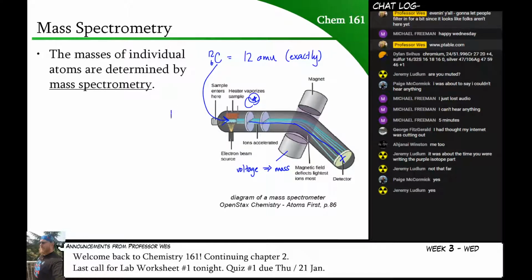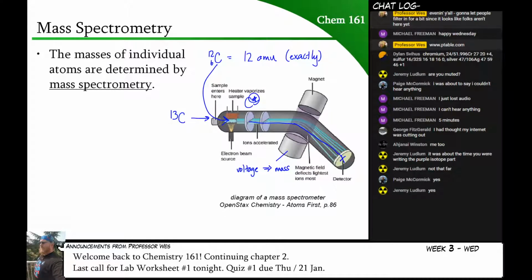So now I could put carbon-13 into the detector. And if I put it at the same voltage that carbon-12 hit the detector, nothing will happen. But then I can spin it a little bit and find, oh, okay, at this voltage, carbon-13 hit the detector. So now I can figure out its mass. And from there, we can figure out the mass of everything.